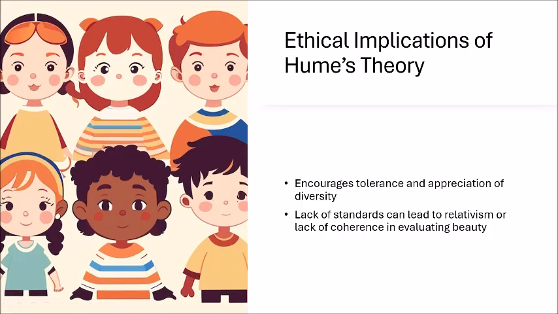Now about the ethical implications of Hume's theory. Hume's theory promotes tolerance and inclusivity, recognizing that everyone has a unique taste. However, critics argue that it can lead to relativism, where anything can be considered beautiful, making it hard to evaluate art or design objectively.